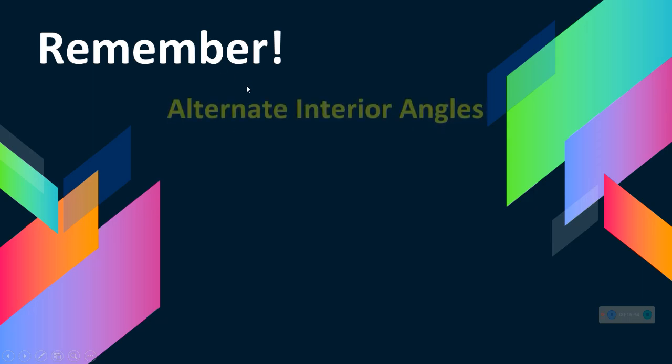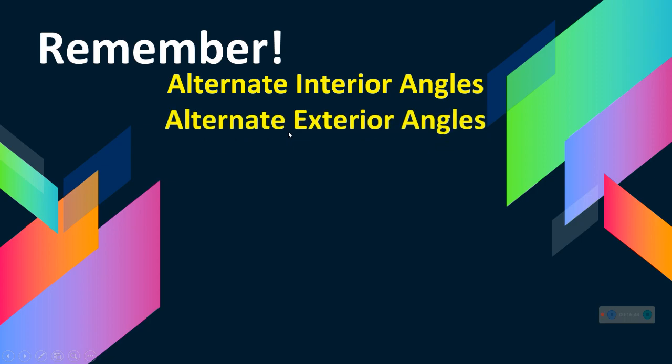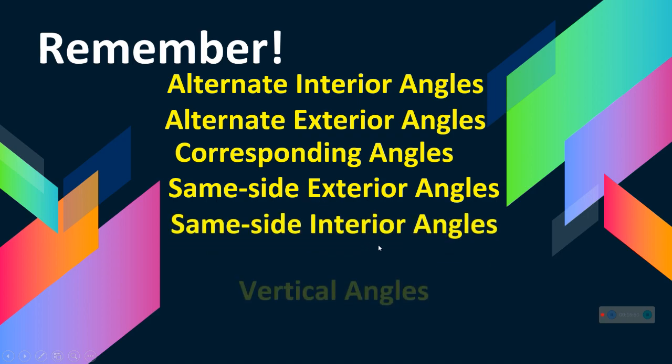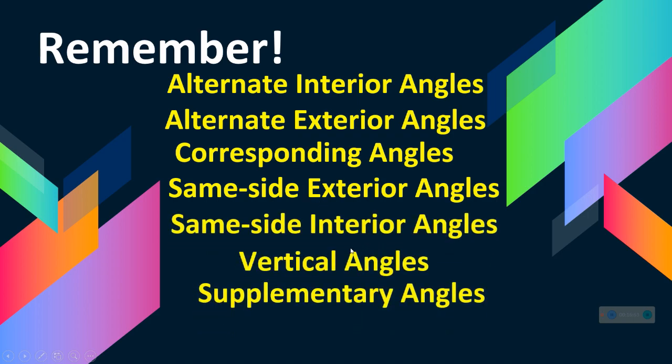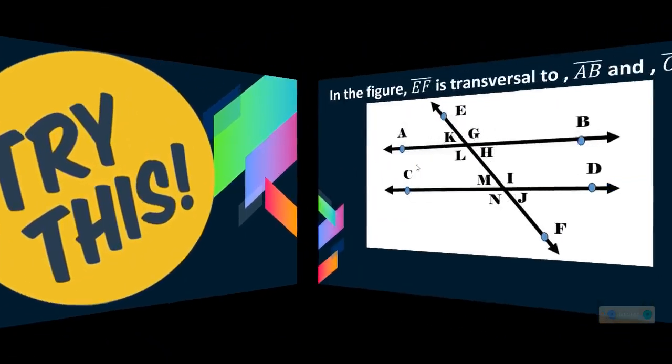So, remember all the angles formed. If we have parallel lines cut by a transversal, we have the alternate interior angles, alternate exterior angles, corresponding angles, same side exterior angles, same side interior angles, vertical angles, supplementary angles, and linear pairs. Of course, we have the interior and the exterior angles. So let's try this.